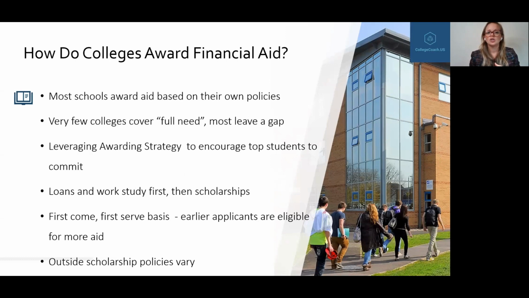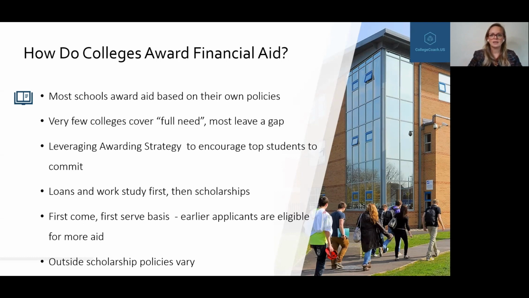So how do colleges award financial aid? This is a lot of what I do when I work with schools. I look at their policies and procedures to figure out, okay, does what you're doing actually make sense? Is it legal? Is it ethical? Because most schools have their own policies on how they award financial aid.